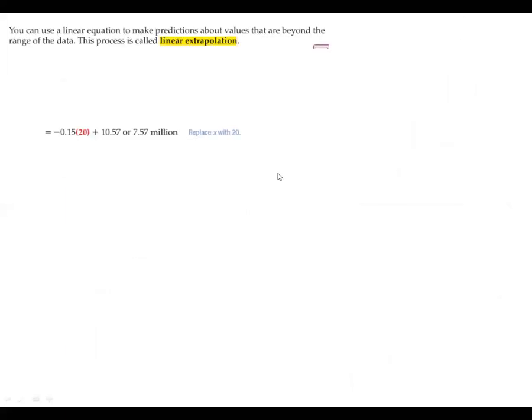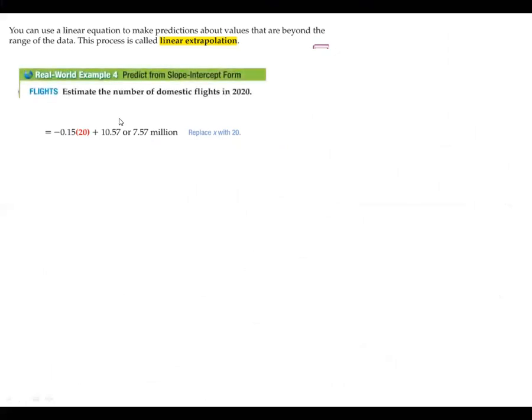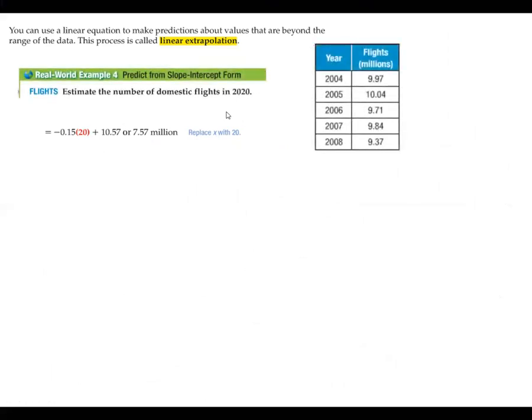Okay, this is our last problem here. You can use a linear equation to make predictions about values that are beyond the range of the data. This is called linear extrapolation. Like you assume that the line keeps going and you can make predictions about what goes on after that. Let's estimate the number of domestic flights in 2020.